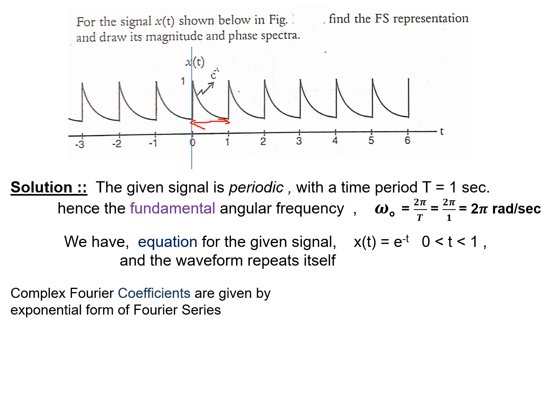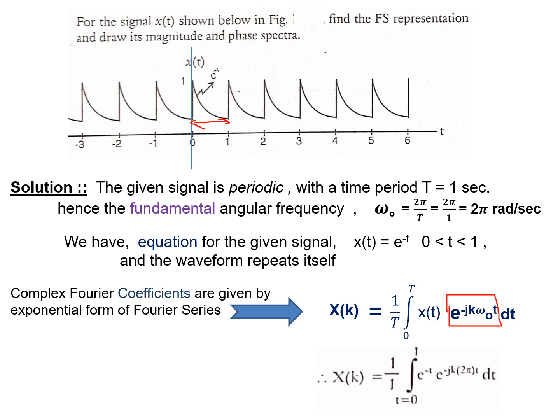So it is nothing but the integration from the limit 0 to T, that is 1 complete period of the signal, of x of t into e power of minus j k omega naught t. This is a complex exponential function. You are multiplying with the signal, then integrating over a time period. Then what is x of t? x of t is e power of minus t. Therefore, I am substituting it. T is equal to 1 second, x of t is e power of minus t, and omega naught is 2 pi radians. Everything is substituted here. So we will simplify the equation.